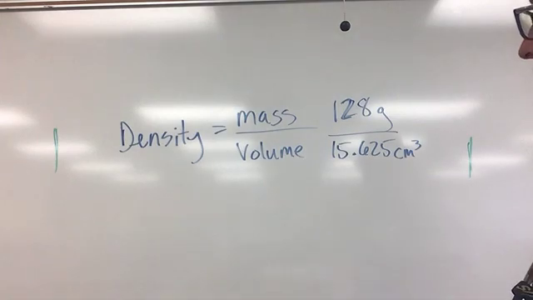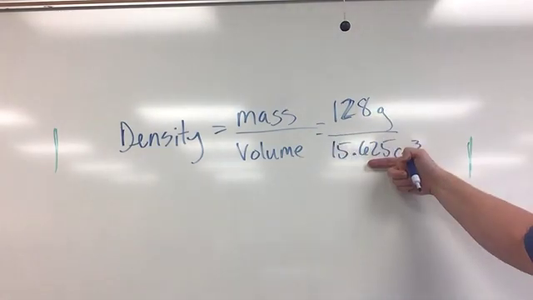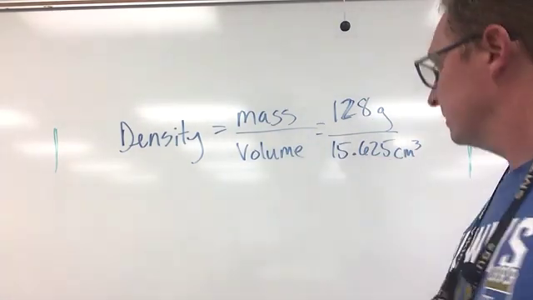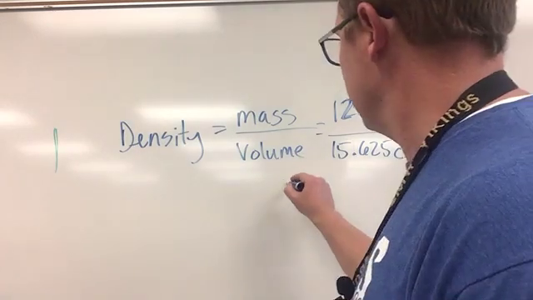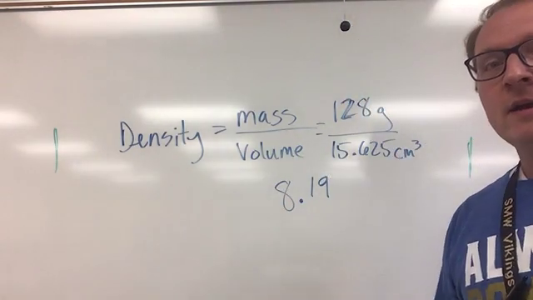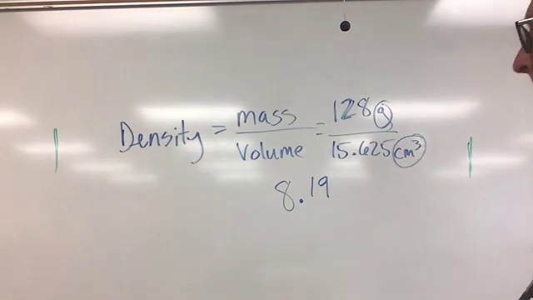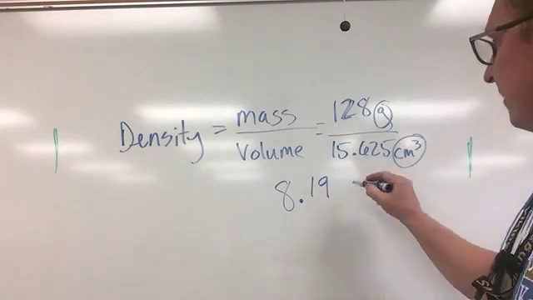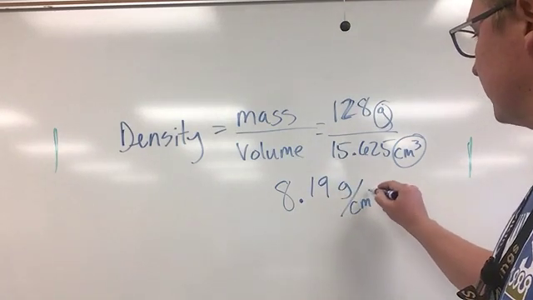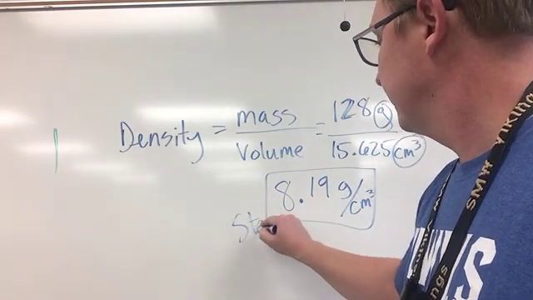So to figure out the density, I just grab a calculator and I divide the mass by the volume. 128 grams divided by 15.625 cubic centimeters, and that ended up giving me a number about 8.19. Okay? Now, 8.19 what? If I divide grams by cubic centimeters, nothing cancels. Nothing simplifies, and so my answer is also in grams over cubic centimeters. And that's for steel. That was the first one we did.